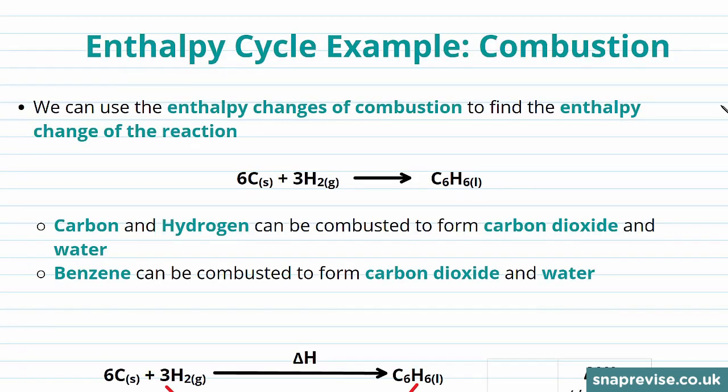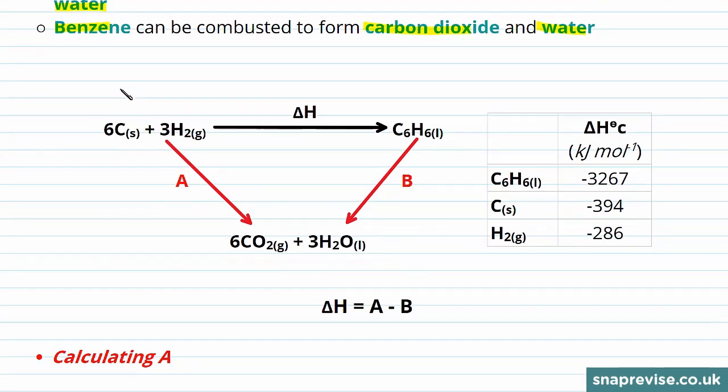We're going to start by looking at enthalpy cycles that utilise the enthalpy change of combustion. We can use these enthalpy changes of combustion to find the enthalpy change of the reaction. And the reaction we're going to take a look at is the formation of benzene from carbon and hydrogen. Well, carbon and hydrogen can be combusted to form carbon dioxide and water. Now, whilst the reactants can be combusted to form carbon dioxide and water, so can our product, benzene. It too forms carbon dioxide and water when combusted. So if we were to construct an enthalpy cycle, it would look something like this.